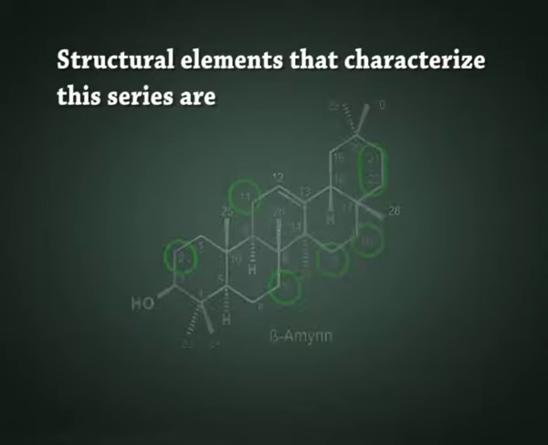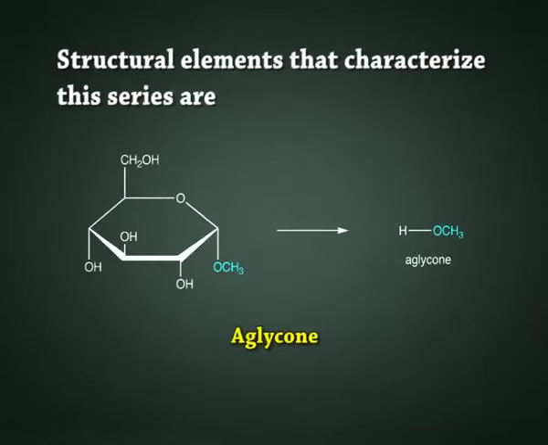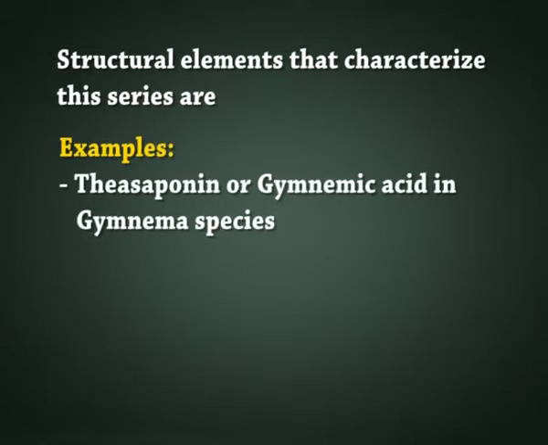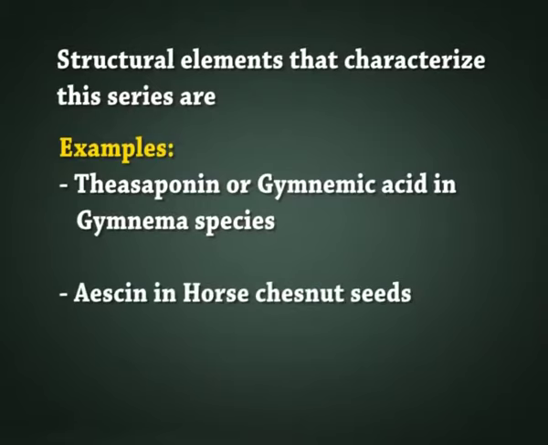the ketone. Sometimes the glycon is partially esterified by low molecular weight aliphatic acids. Examples are thiasaponins or gymnemic acid as seen in Gymnema species. Similarly, we also have aescin in horse chestnut seeds.